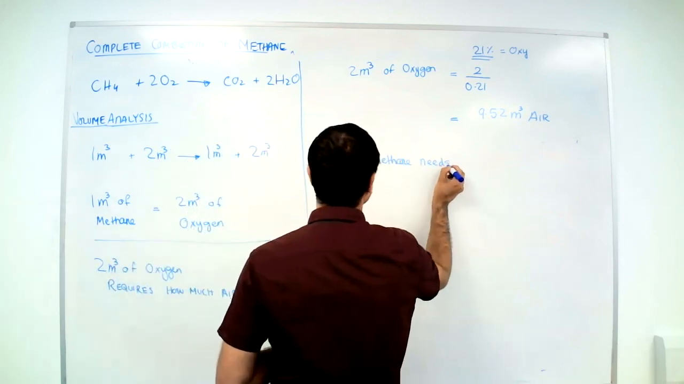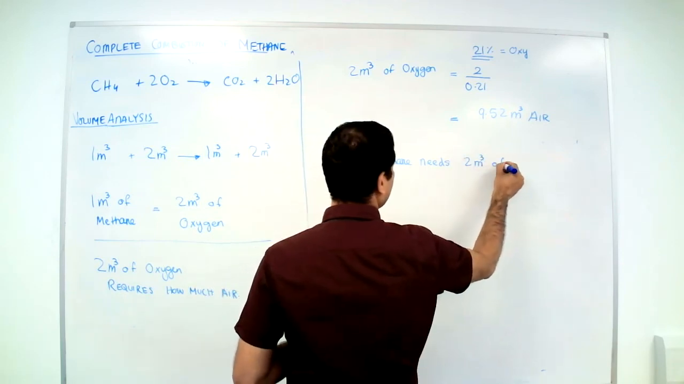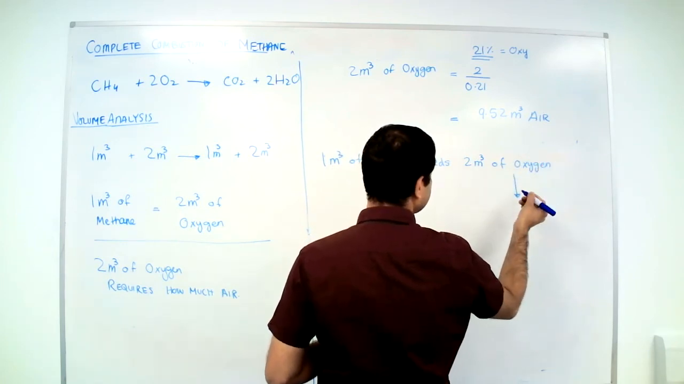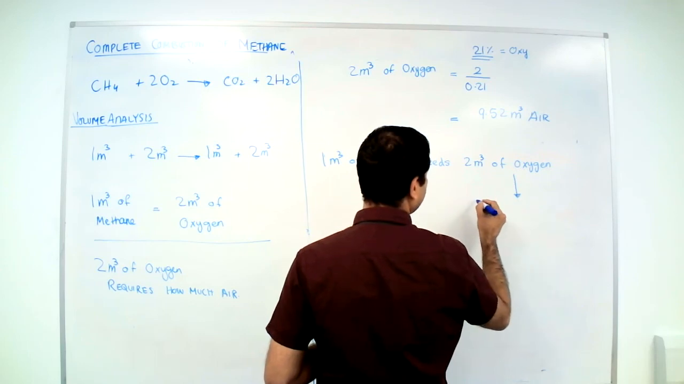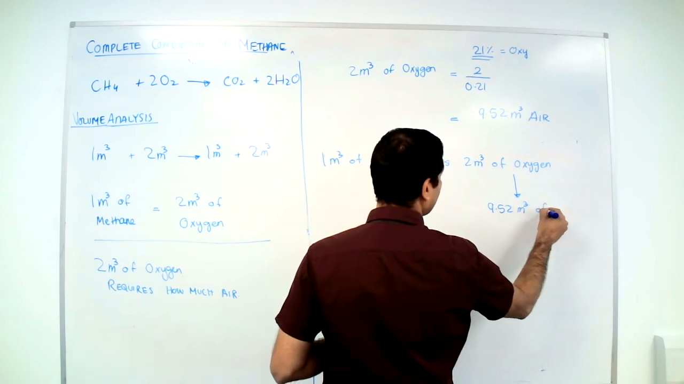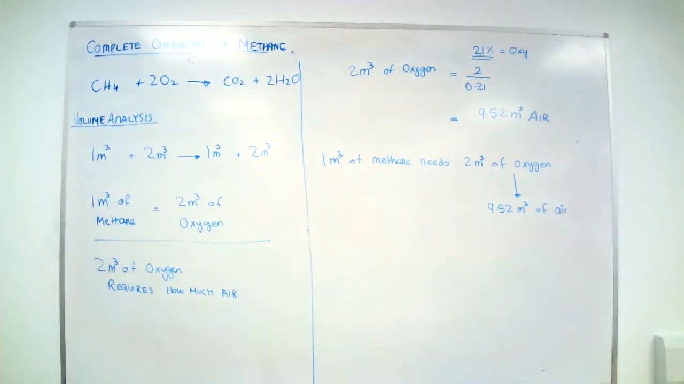which means 1 meter cube of methane needs, for complete combustion, 2 meter cube of oxygen, which is present in 9.52 meter cube of air. So if you're burning 1 meter cube of methane, you need 2 meter cube of oxygen, which means the air circulation, or the size of the air that should circulate in your house, is 9.52 meter cube.